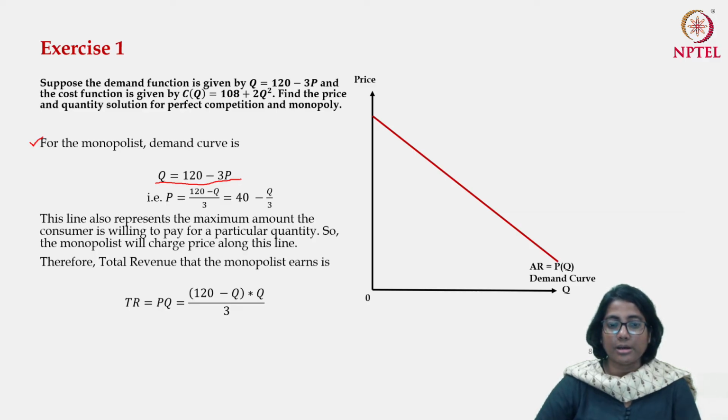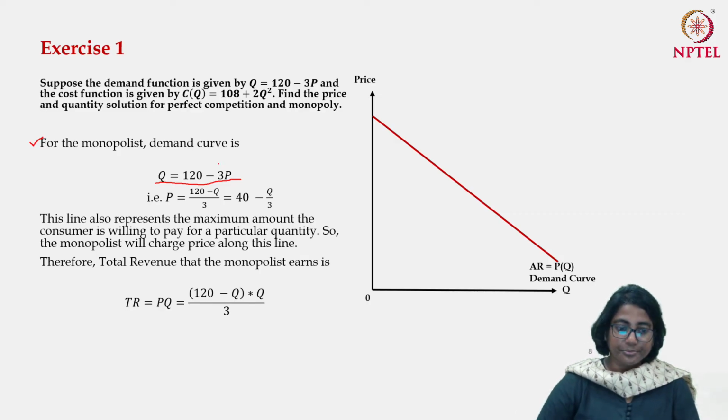Now if this is the demand curve, we can write it in an inverse way, because what we are saying is that the price is a function of quantity. We are trying to express price as a function of quantity. Just by changing the sides, we can write that 3P is equal to 120 minus Q, and therefore P is equal to (120 minus Q) by 3. So this gives us P is equal to 40 minus Q by 3. So P equal to 40 minus Q by 3 is the equation of this particular line.